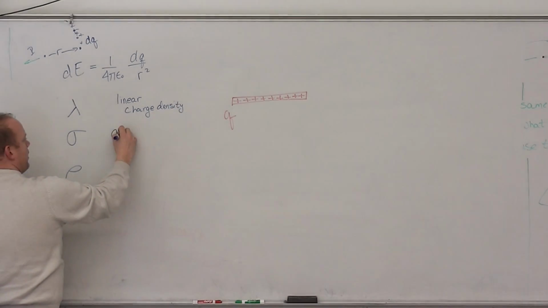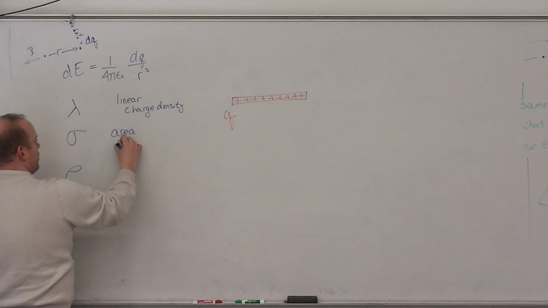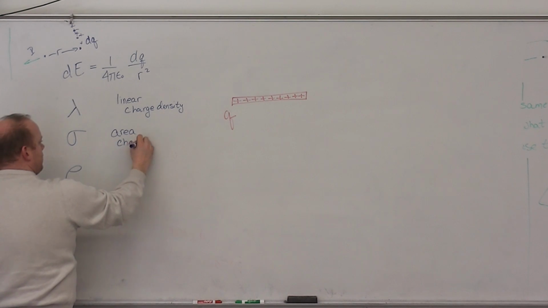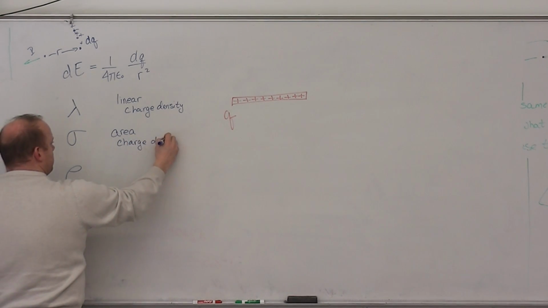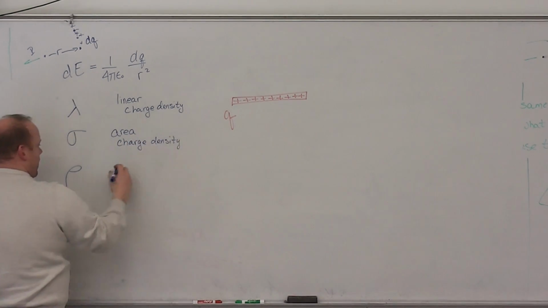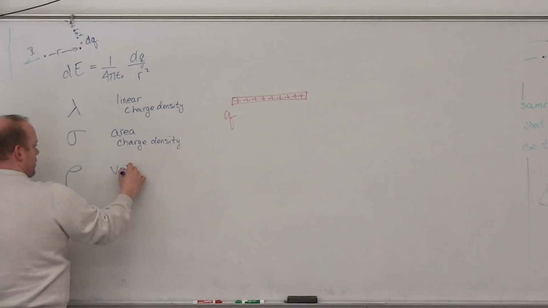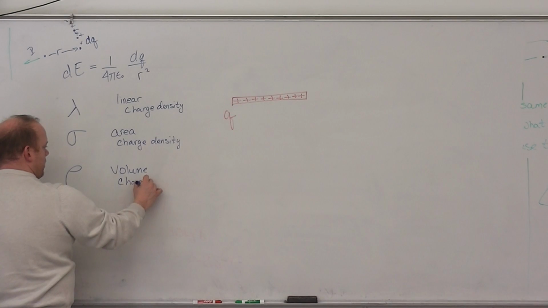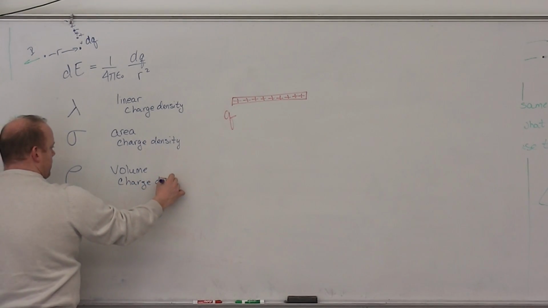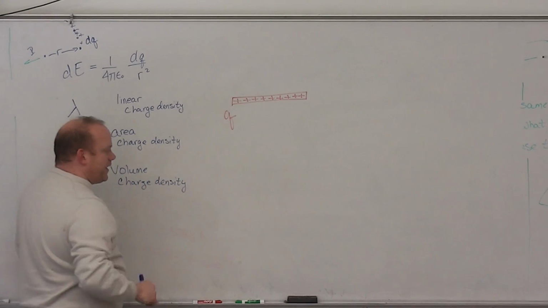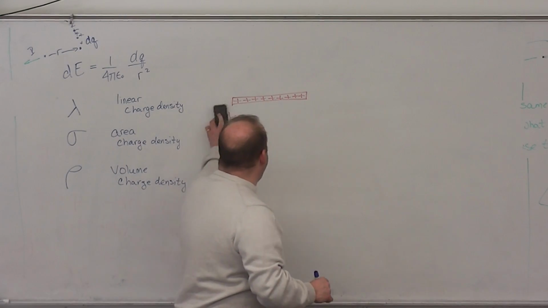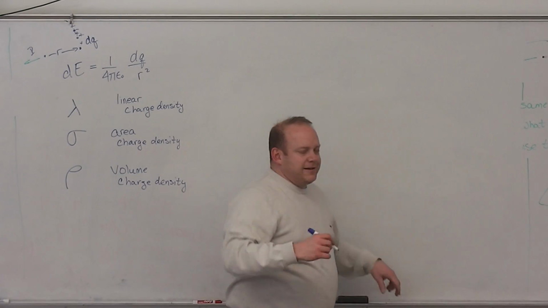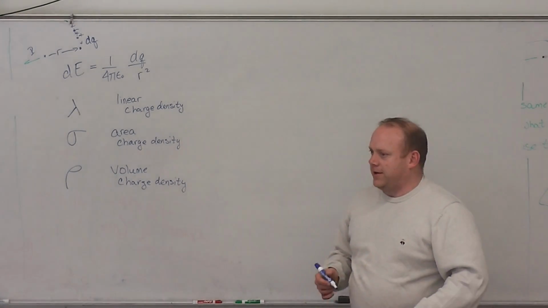This is the area charge density. And this will be the volume charge density. We usually think of density always being mass divided by volume, but it doesn't have to be. Anything can be a density, okay?